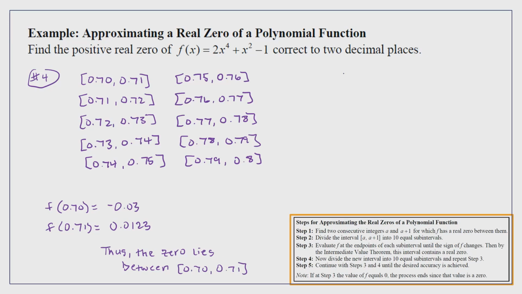Awesome. So now we can go to step number 5. And step number 5 says to continue with steps 3 and 4 until the desired accuracy is achieved. So since our problem tells us to find the positive real 0 correct to 2 decimal places, then we are just going to choose the 2 decimal places for our 0. So we're not going to continue the process. If it said 3 decimal places, then we would do this process again. And we'll try and get as close and as close and as close as possible to our answer.